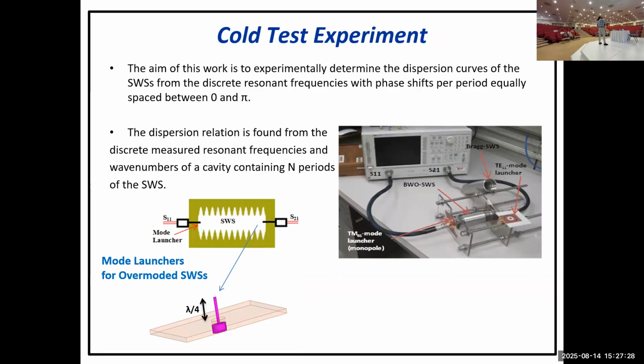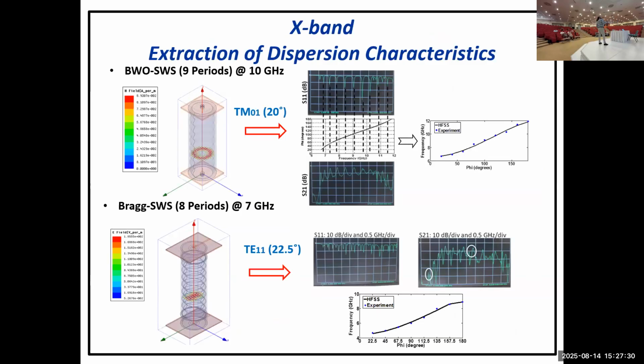But if you go with this simple mode launcher, as we call it, you will end up with fewer resonant points, especially the points at the 0 mode and pi mode. The edges are not so clear. Then you're going to have these resonances. You follow these resonances and plot your dispersion curve from 0 to 180 degrees, which is 0 to pi.